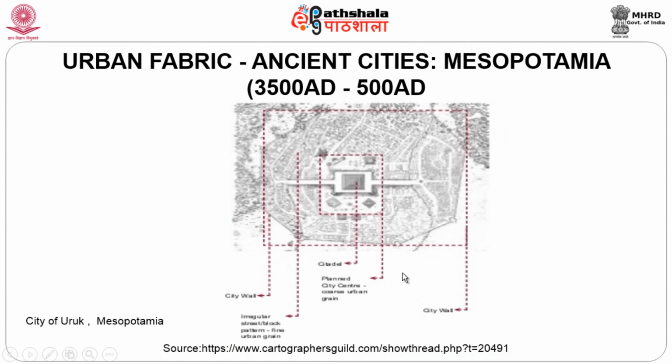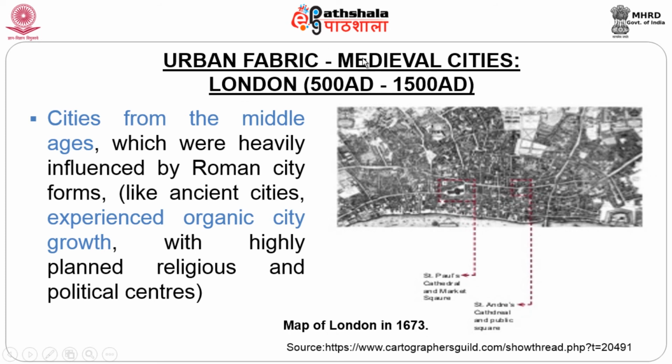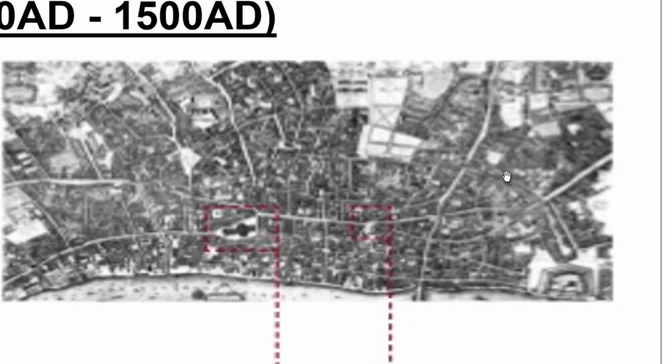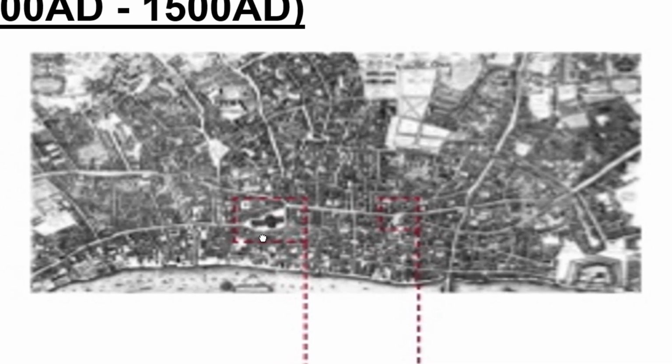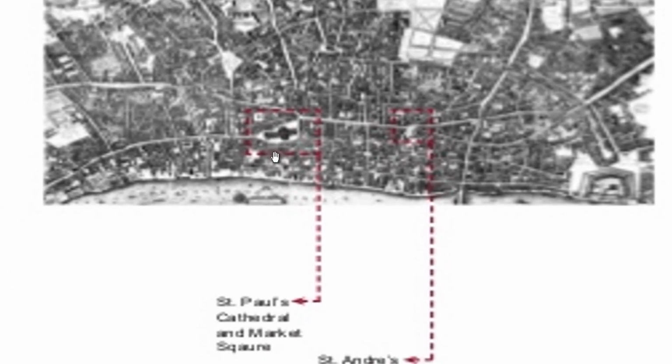Then, going to medieval cities, that is from 580 to 1500 AD, we have taken an example of London. And in London also, very similar to what happened during the Roman cities and all the ancient cities, this city also had a very organic map. It also just grew randomly, but here you can see that the center of the city is very prominent, it is very planned, just similar to ancient cities like Mesopotamia. Even this center of the city is very planned, but eventually the city has grown randomly, very organically.